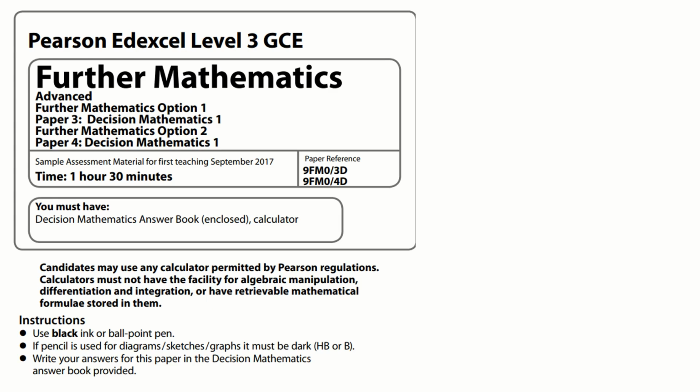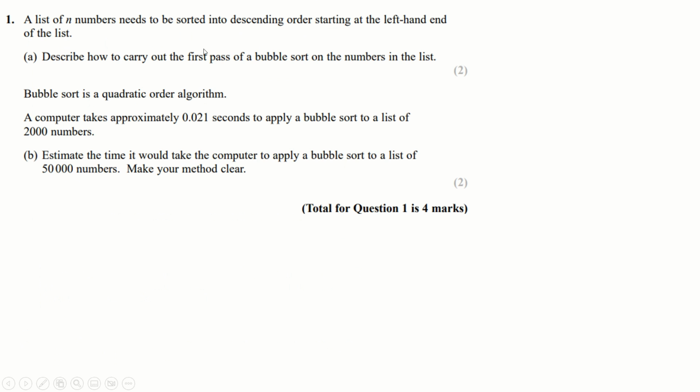This is D1, the sample paper. Let's just do it. This sample paper is really weird. It asks you to do lots of descriptions of things quite a few times, and then they just didn't do that in the following up papers that actually existed. So that was weird. But anyway, describe a bubble sort.